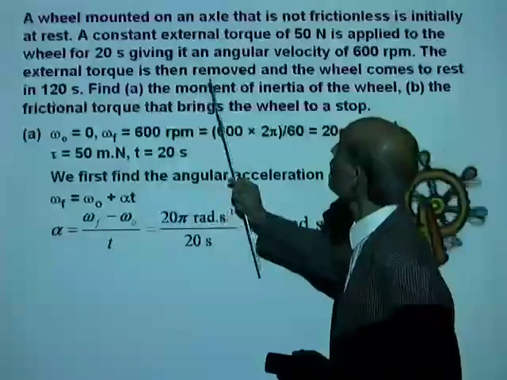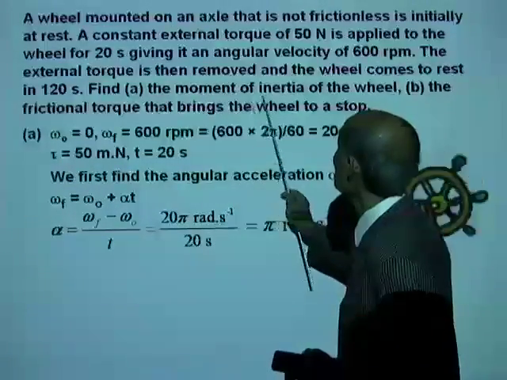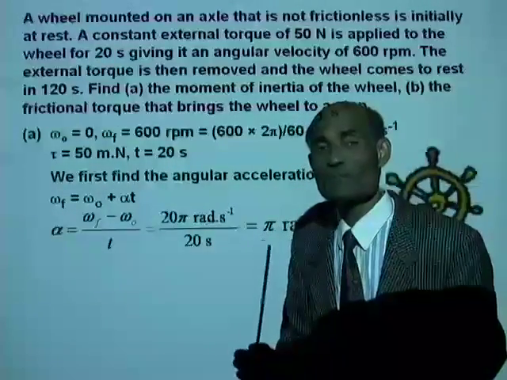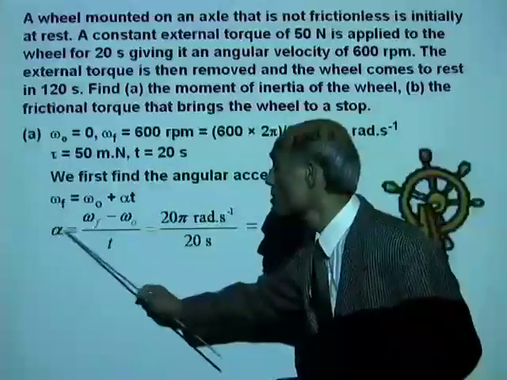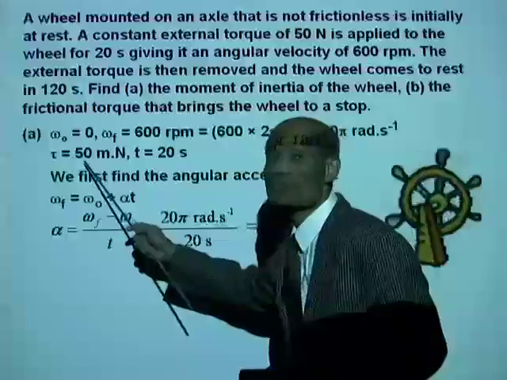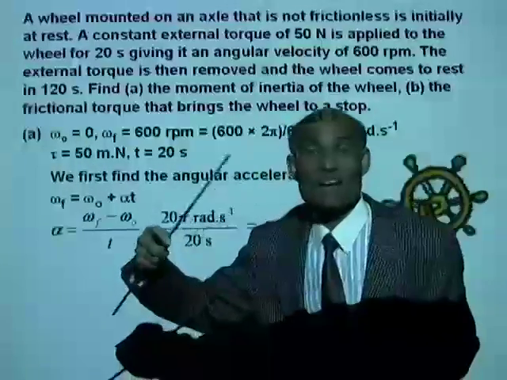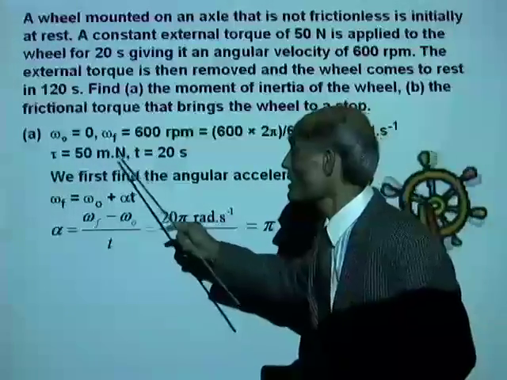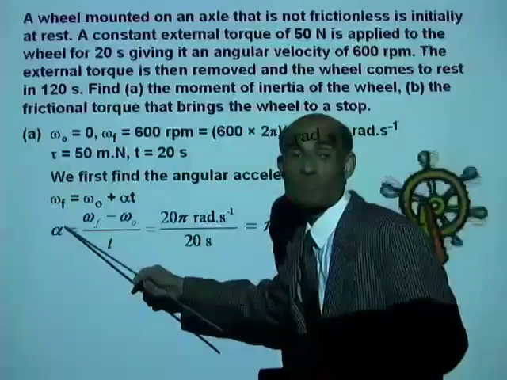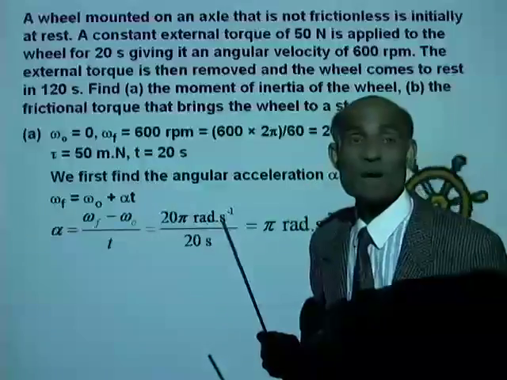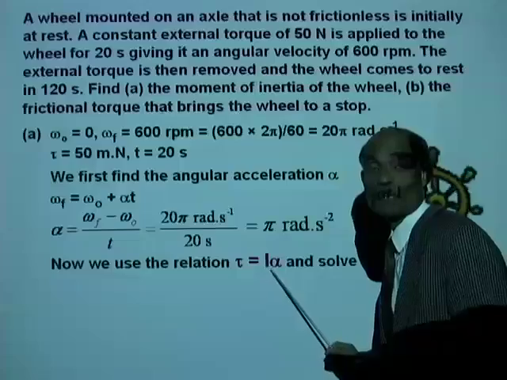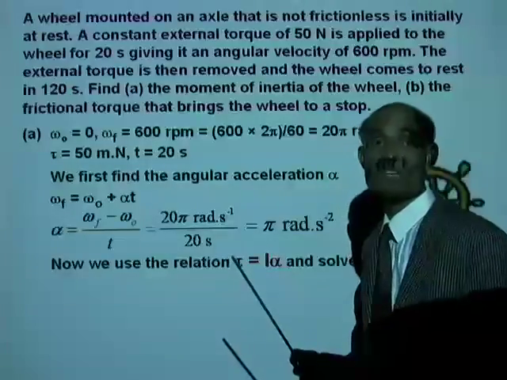What are we looking for in part A? Find the moment of inertia of the wheel. Can you tell me how we can obtain the moment of inertia if you know the angular acceleration and we know the torque that produces that angular acceleration? What is the relation between the torque and the angular acceleration? Tau equal to I alpha. Well, tau equal to I alpha, we can now find I, the moment of inertia.